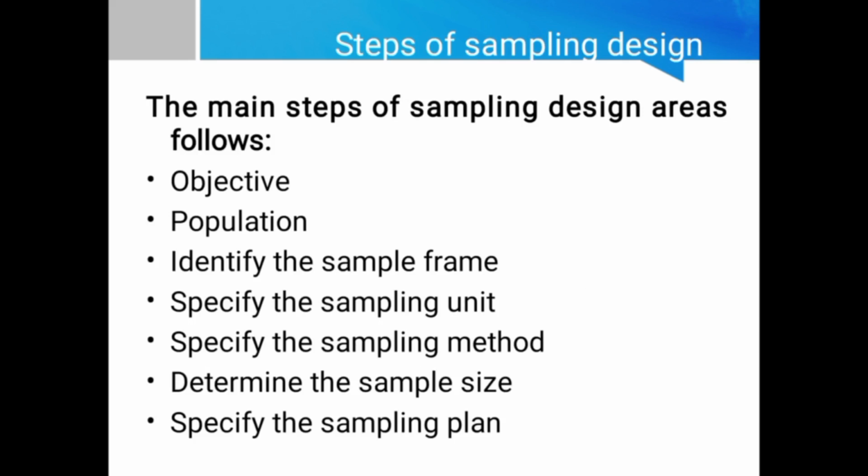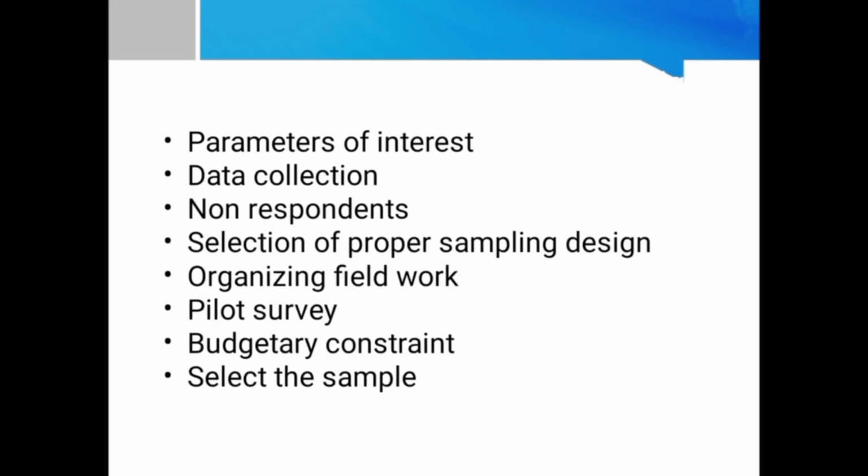Steps for sampling design. The main steps of sampling design are as follows. Objective, population, identify the sample frame, specify the sampling unit, specify the sampling method, determine the sample size, specify the sampling plan, parameters of interest, data collection, non-respondents, selection of proper sampling design, organizing field work, pilot survey, budgetary constraint, select the sample.